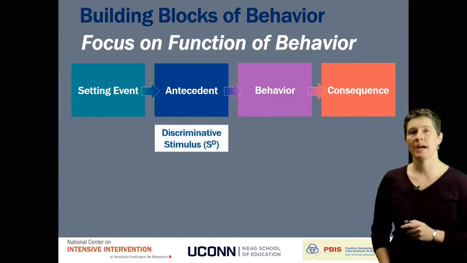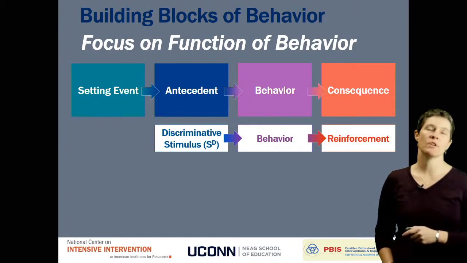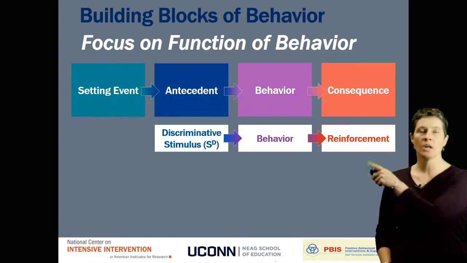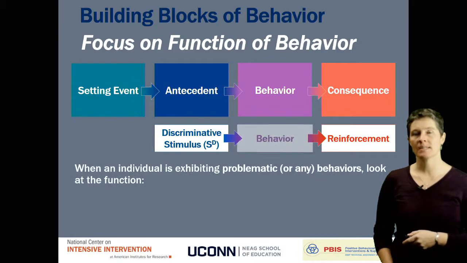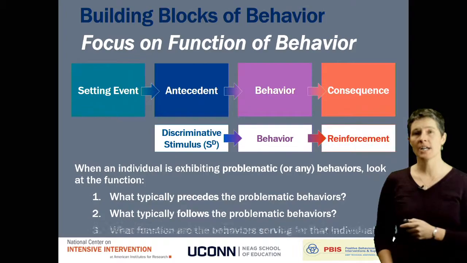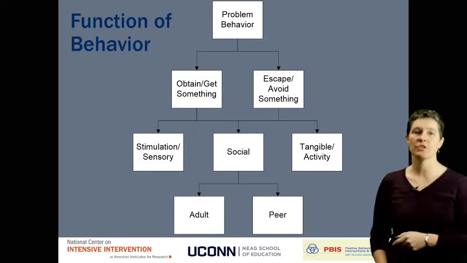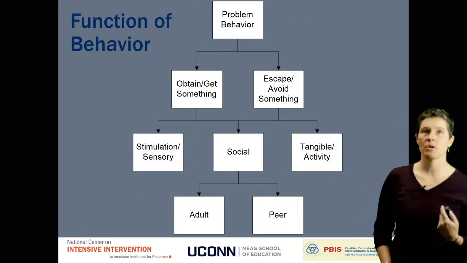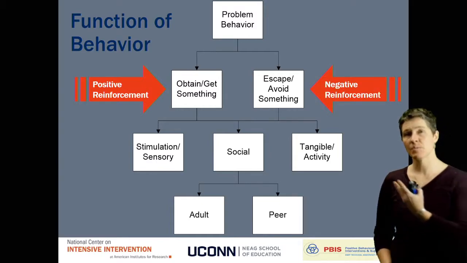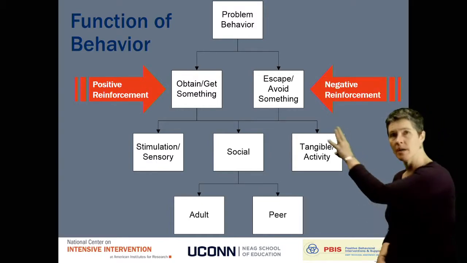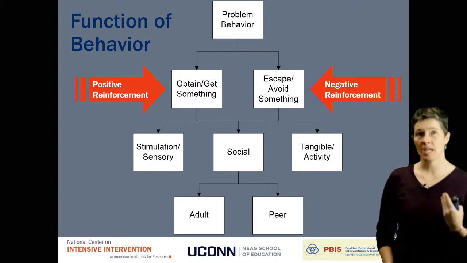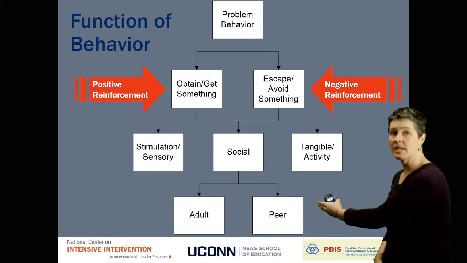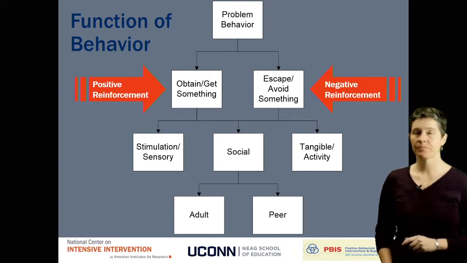We then talked about how to figure out the function of behavior. We look at this pattern of what happens before, what's the behavior look like, and what happens after. And by looking at that pattern across time, we can determine the function of the behavior. We talked about the fact that there are 2 major functions of behavior: to get or obtain something or to escape or avoid something. And that's based on the history of reinforcement. Positive reinforcement is getting or obtaining something. Negative reinforcement, escaping or avoiding something. That something can be lots of different things.